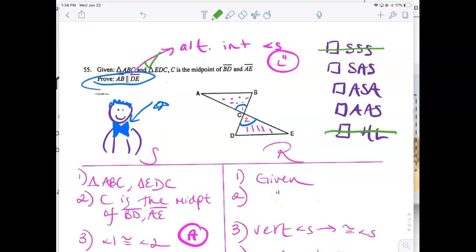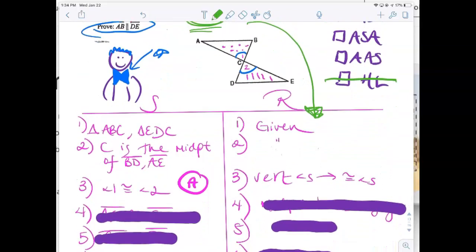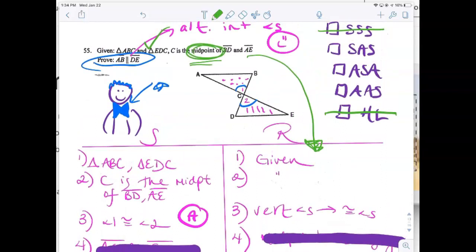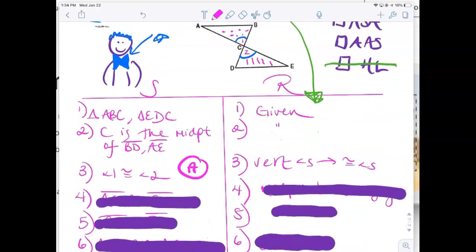We have triangles. That helps us to show that we have our vertical angles. And then we have this word midpoint. Now, if you have a word in the given, it should show up somewhere here in our column. So what does a midpoint do? Well, a midpoint cuts a line segment into two pieces. And this midpoint is great because it's not just cutting one segment, it's cutting two.